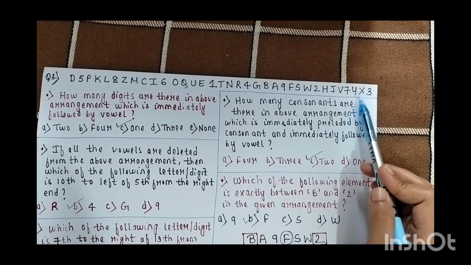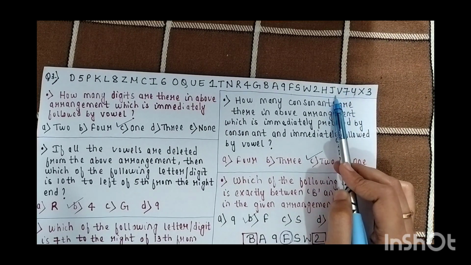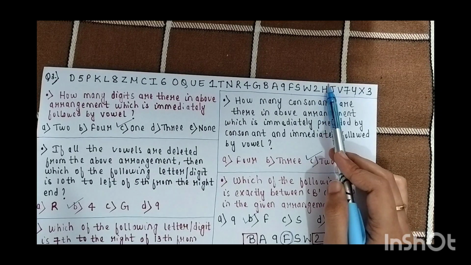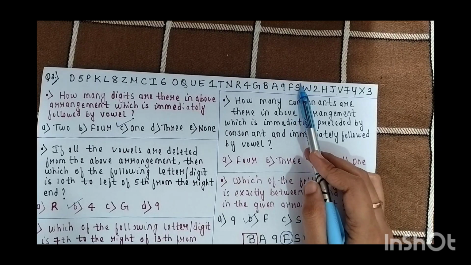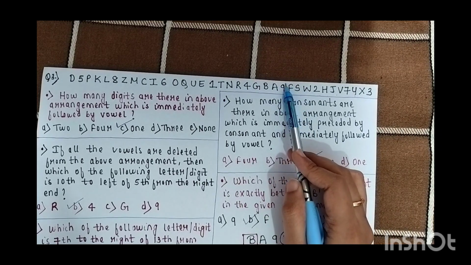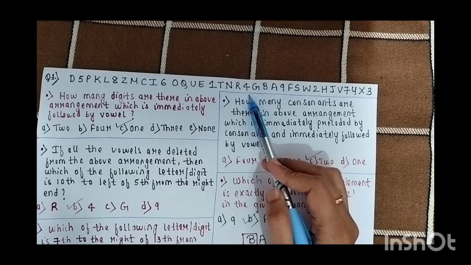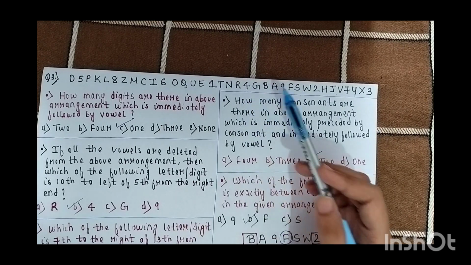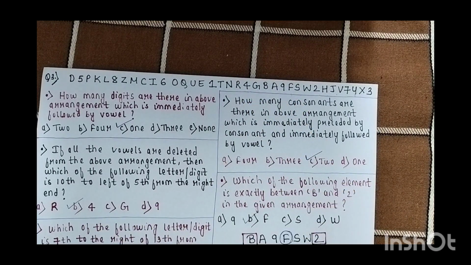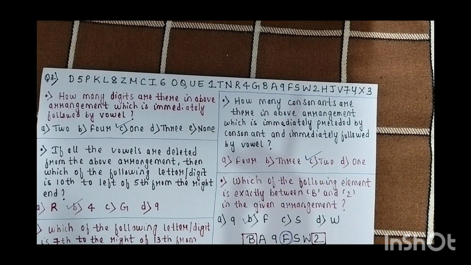1, 2, 3, 4, 5, 6, 7, 8, 9, 10, 11, 12, 13, 14, and 15. So 15 from the right end is 4. Okay. So 4 is the correct option. Here vowel was only A, that you need to delete from the mind and move on. Okay. So 4 is the correct option.